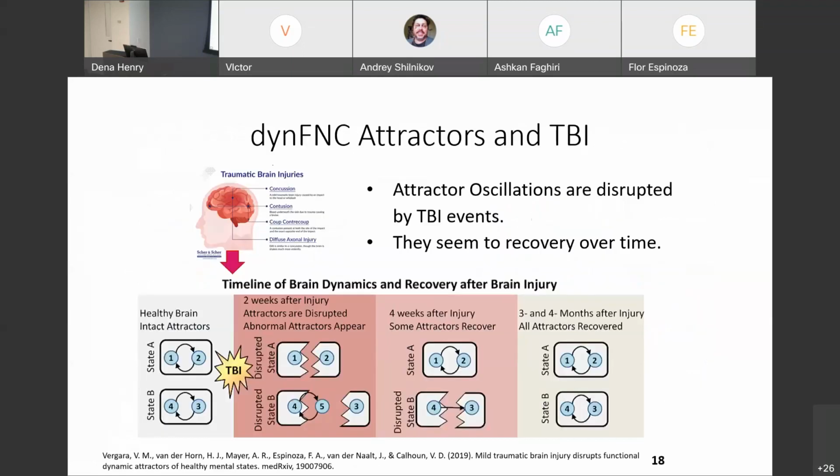We found out that those attractors can be disrupted by brain injuries. And this is a study that, well, for now it's in medRxiv, but it's under development to characterize well how the attractors are disrupted and recovered over time.